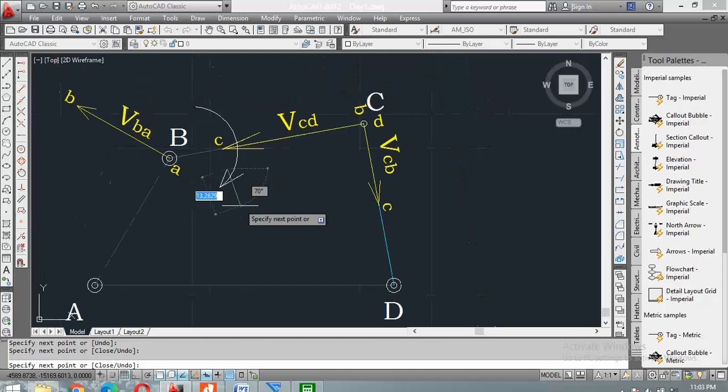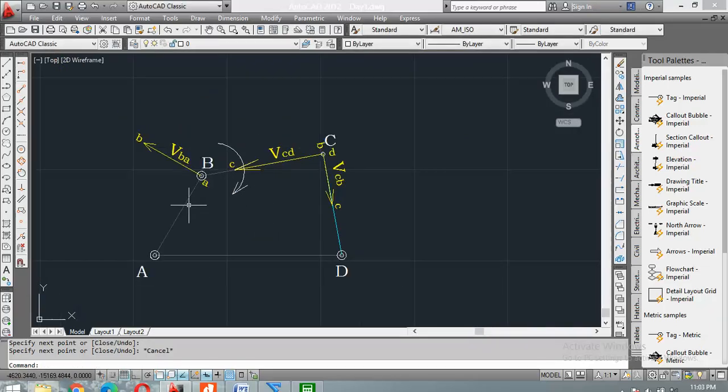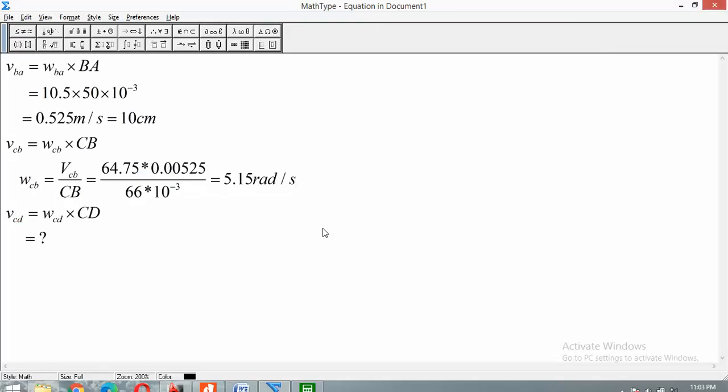So direction of angular velocity of CB is in clockwise direction, okay. I am marking it in clockwise direction. So this is the direction of omega CB. So I will write that omega CB in clockwise direction, okay. Only magnitude is not enough, I have to represent direction also, okay. Similarly, let us try to complete this question mark also. Our question mark was omega CD was not known, okay. So let us try to find out omega CD. So that is VCD divided by CD, okay.